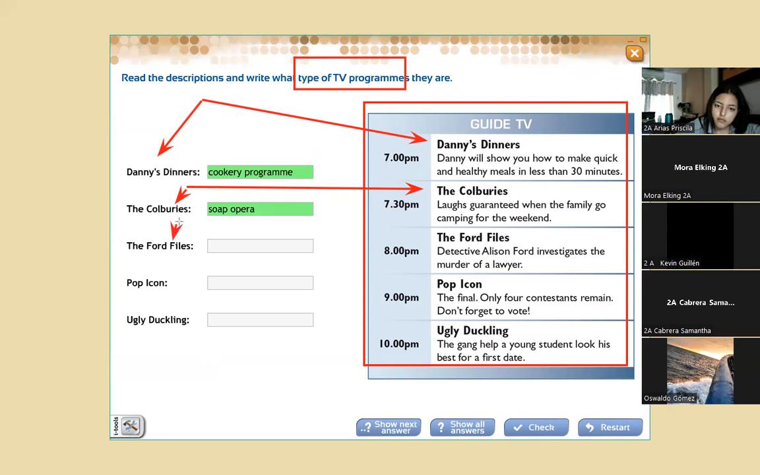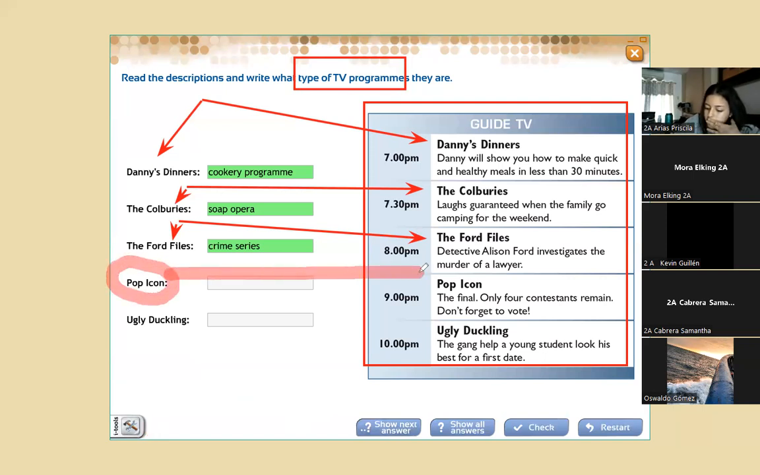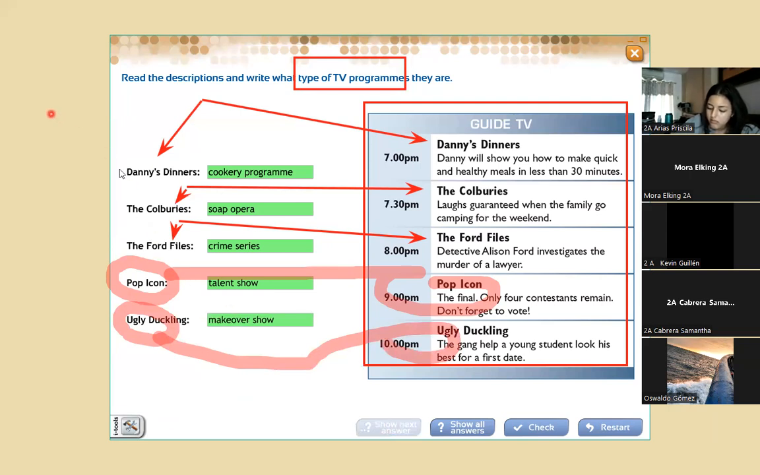The 9 p.m. is the crime series. What is the word? Crime series. Okay, continue. The 9 p.m. Pop Idol is a talent show. It's a talent show. Okay, continue. And 10 p.m. The Ugly Duckling is a makeover show. Okay, so it's ugly or ugly in this case, right? Very good. That is the information that we got about this.